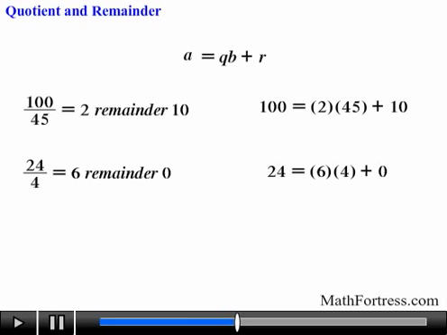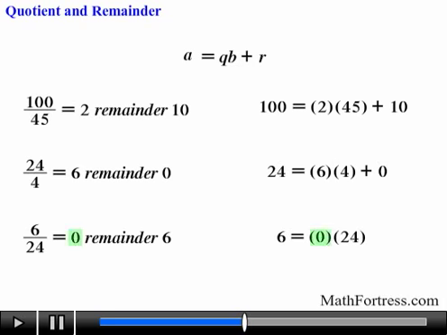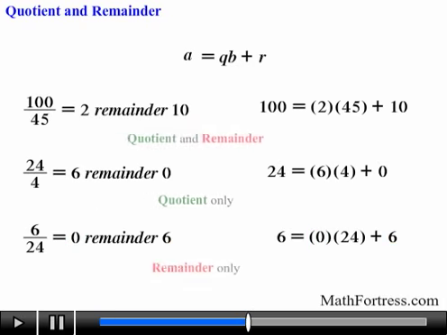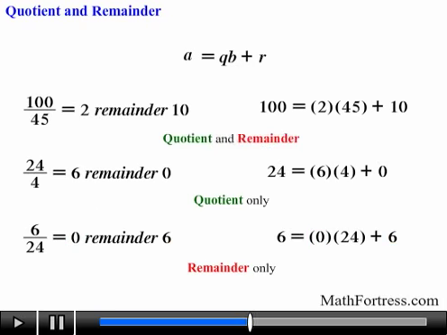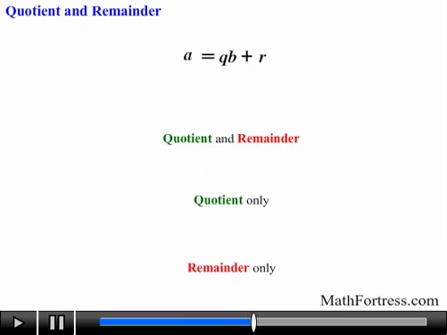How about the following division? 6 divided by 24 is 0 remainder 6, since the greatest multiple of 24 that's less than or equal to 6 is 0 times 24, or 0, which is 6 less than 6. These are the three distinct cases when dealing with divisions involving quotients and remainders. Let's do one more of each type just to make sure you understand this.